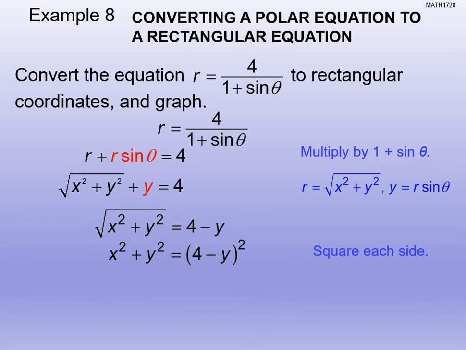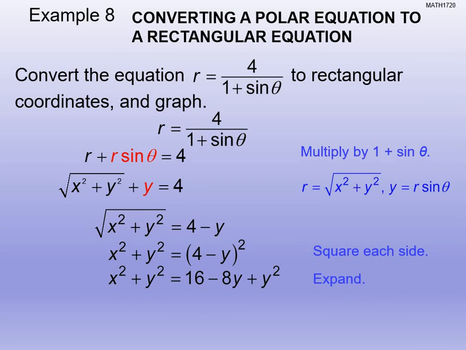Okay. Then we have to FOIL that out, or expand it. So remember, 4 minus y quantity squared means I'm going to take 4 minus y times 4 minus y. So use your box method or your FOIL method to solve for that. Okay?